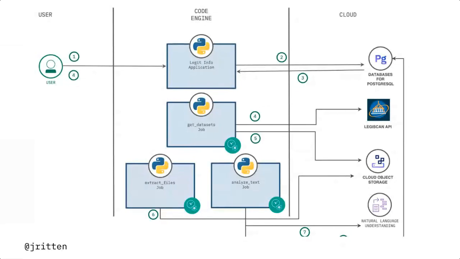And their job, basically, get dataset, works with this thing called the Legiscan API. It grabs all of the legislation from there and stores it into Cloud Object Storage. Then extract file looks at Cloud Object Storage and extracts the legislation, the actual text. And then analyze text uses natural language understanding to figure out if the legislation should be categorized as healthcare or environment or education or whatever. So that's the NLU's job.